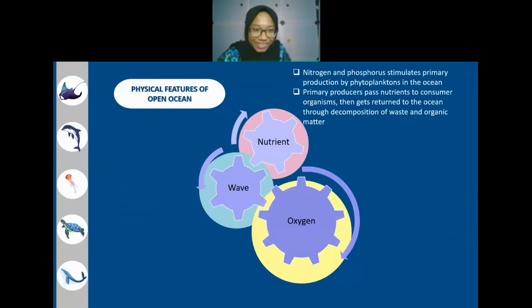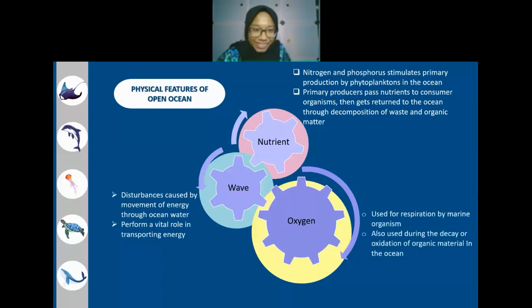So the fourth one is nutrients. Nitrogen and phosphorus stimulate the primary production by phytoplankton in the ocean. Primary producers pass nutrients to consumer organisms, then they get returned to the ocean through decomposition of waste and organic matter. And then we have waves, which are disturbances caused by the movement of energy through the ocean water.